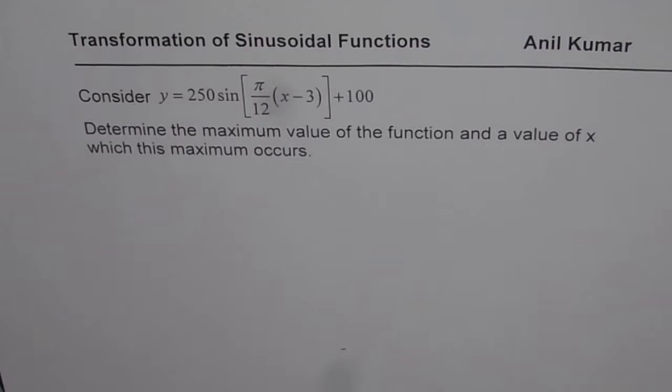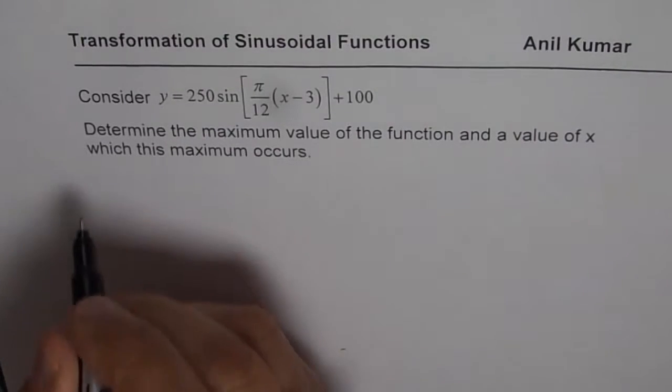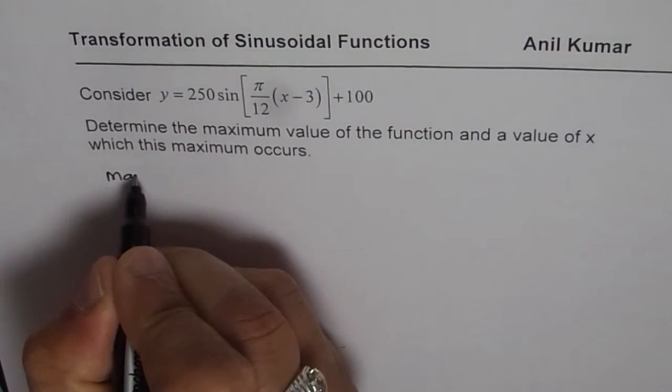Consider y equals 250 sine of pi by 12 times (x minus 3) plus 100. Determine the maximum value of the function and a value of x at which this maximum occurs. You can pause the video, answer, and then look into my suggestion. Well, to find the maximum value, what is the strategy?